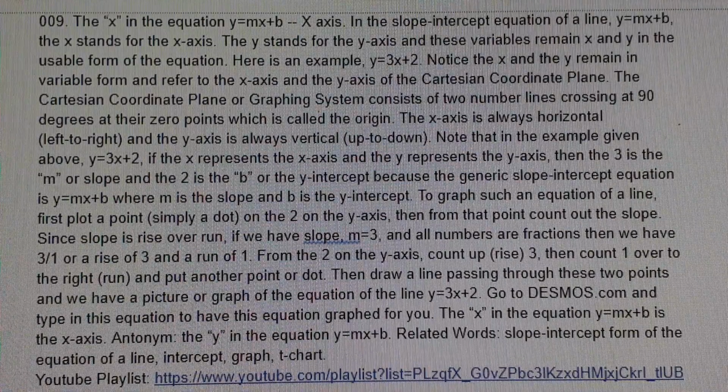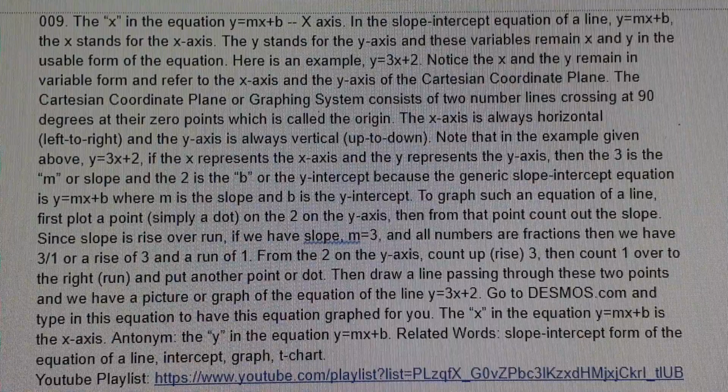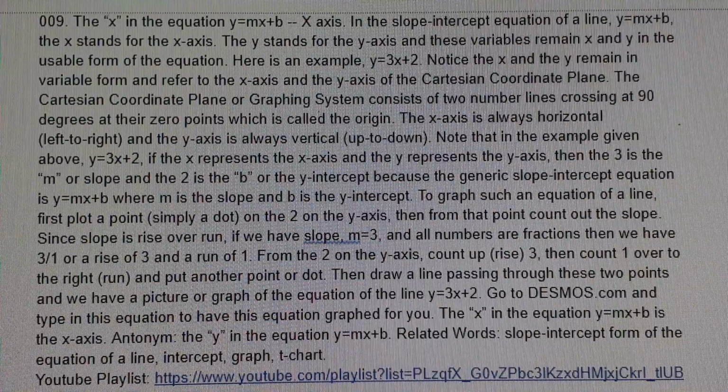The "x" in the equation y = mx + b. X-axis. In the slope-intercept equation of a line, y = mx + b, the x stands for the x-axis. The y stands for the y-axis, and these variables remain x and y in the usable form of the equation.